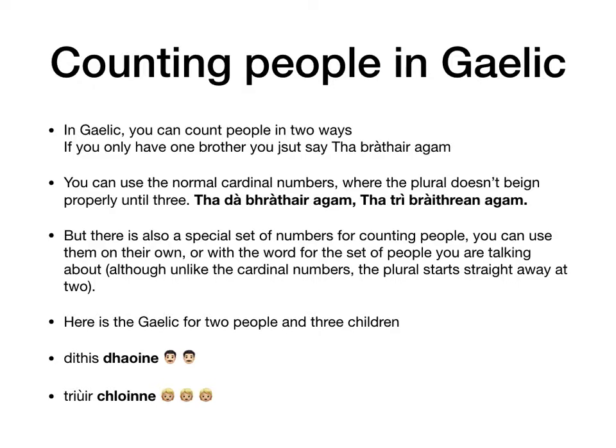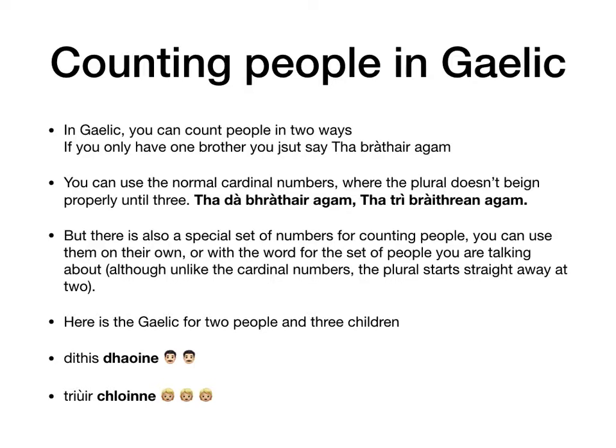You can use the normal cardinal numbers, where the plural doesn't begin properly until three. Ha da brahad akam, ha tri brarin akam. But there's also a special set of numbers for counting people, and you can use them on their own or with the word for the set of people you're talking about. Although, unlike the cardinal numbers, the plural starts straight away at two and you have to unite.